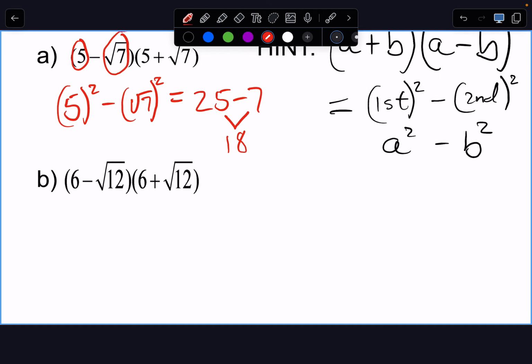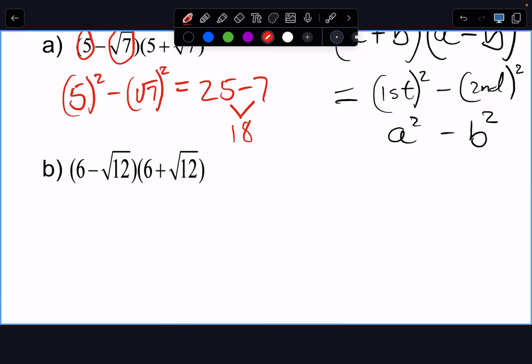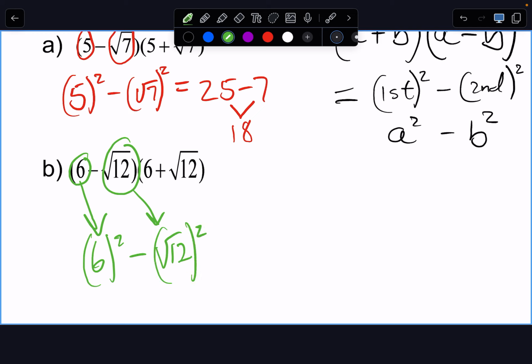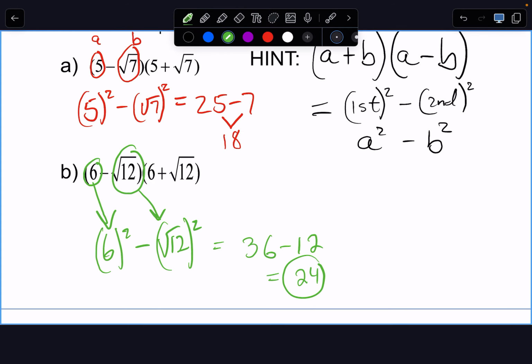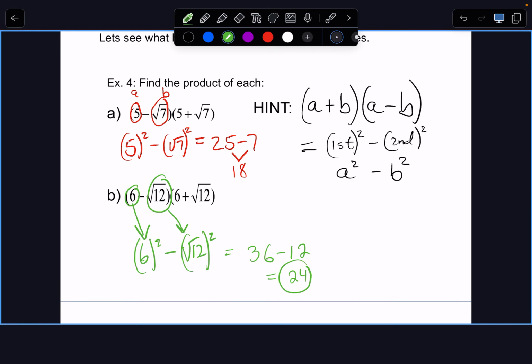Let's look at B. If you need to do it the long way, that's fine. But it's the first term squared minus second term squared, which is going to be 36 minus 12, which equals 24. Does that make sense, brothers? Yes, sir. 100%? Okay.